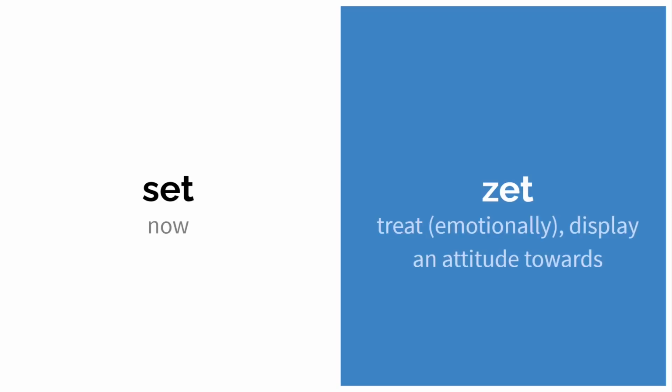So I have a very similar pair for you now. Z versus Z. I say it one more time. I think you already got it just from me saying it, it's a very similar one from the one before. We have Z, which is an adverb meaning now. And we have Z, which is the verb meaning to treat something emotionally, to display an attitude towards.